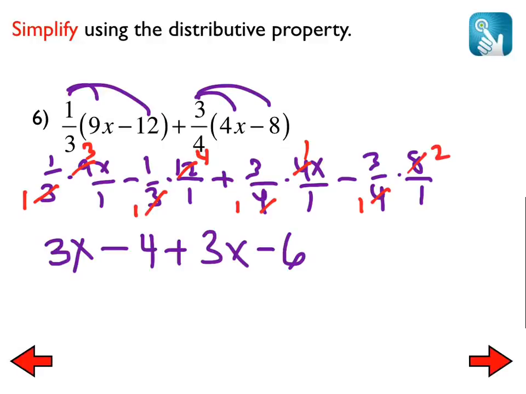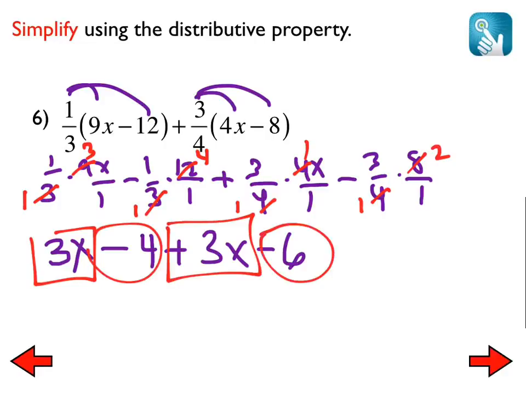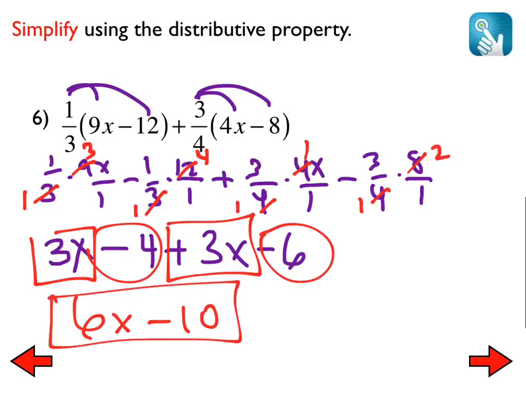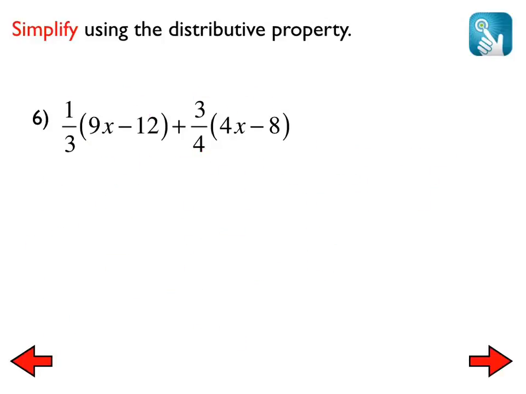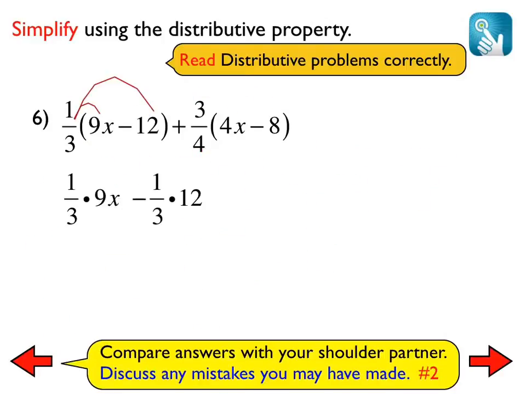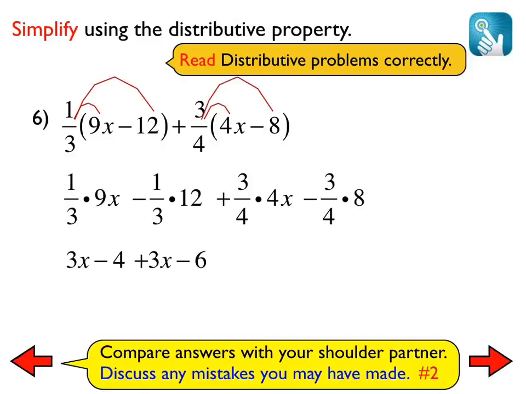And then it's 6x minus 10. That is correct. Yes, Sean. Why is the last number 6? Because we have 3 times 2. Okay, so again, we distributed, and then we cross-canceled, and we got this, combined like terms.